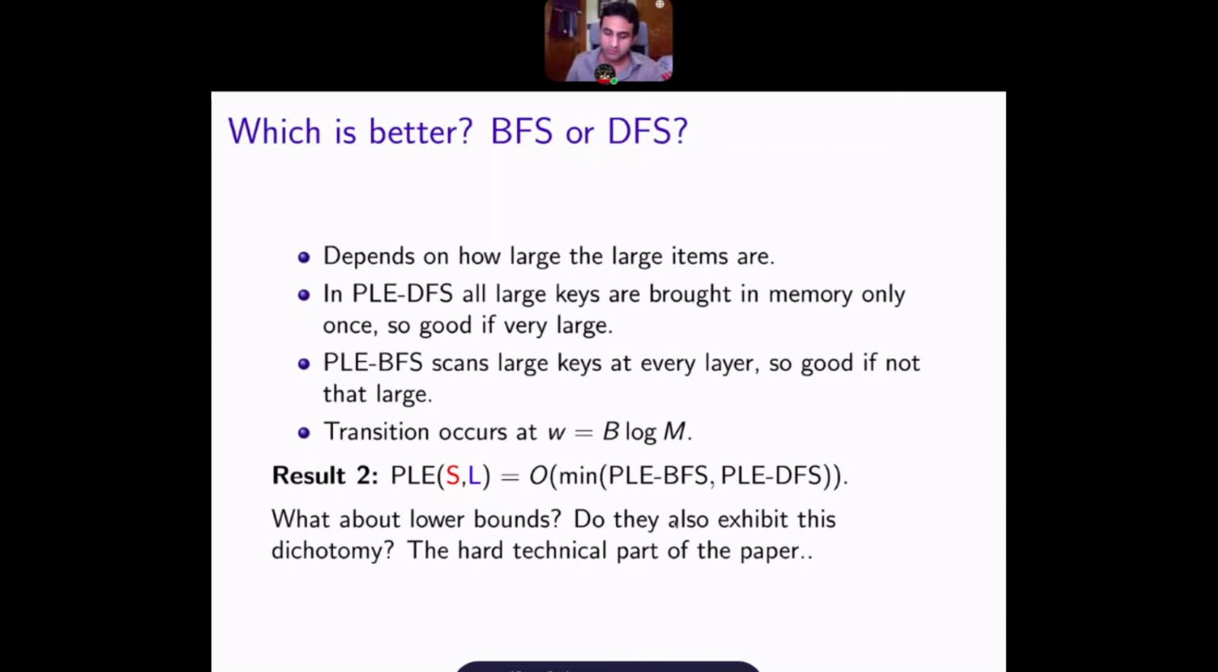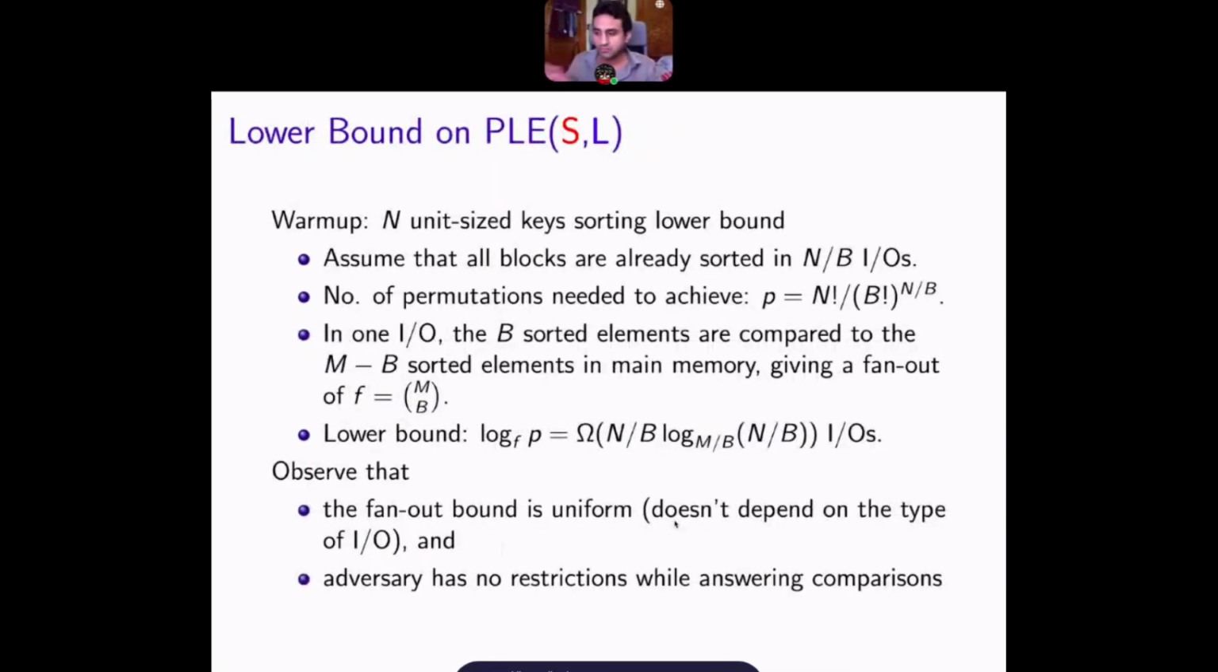And what about lower bounds? Do they also exhibit this sort of dichotomy? This is the hard technical part of the paper. I won't be going into the details, but I'll just mention why this is challenging.